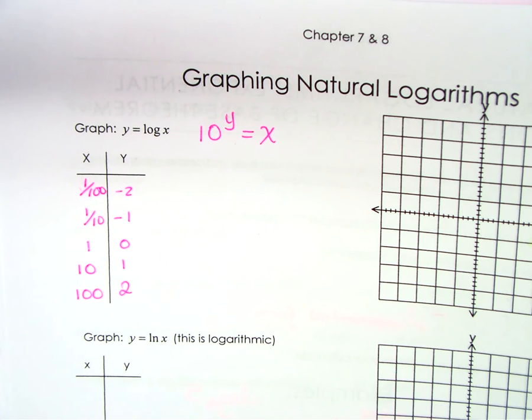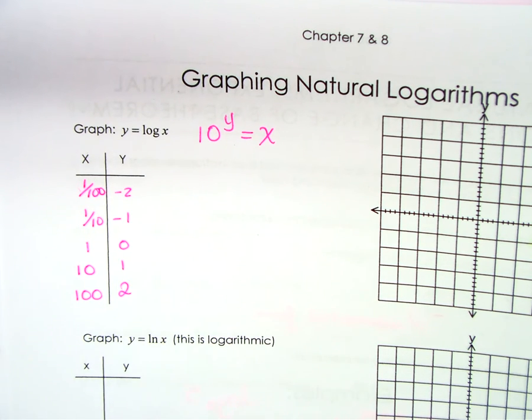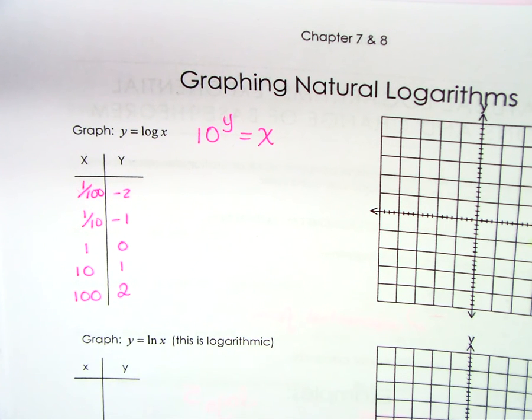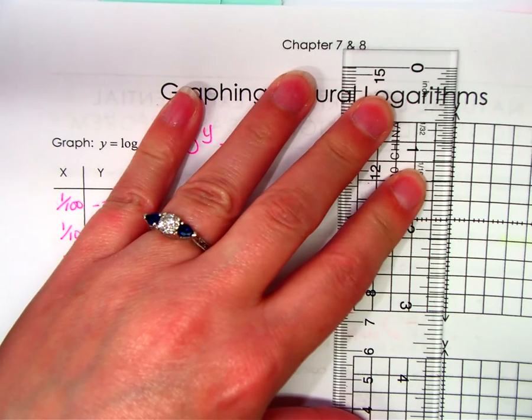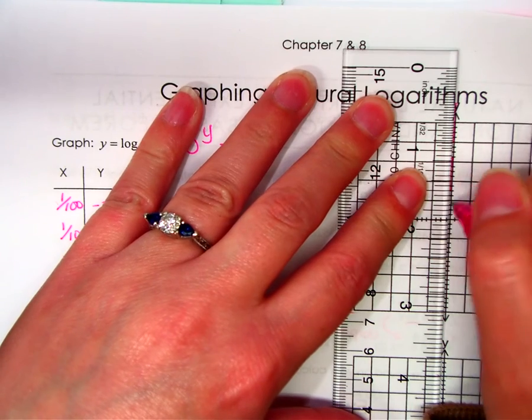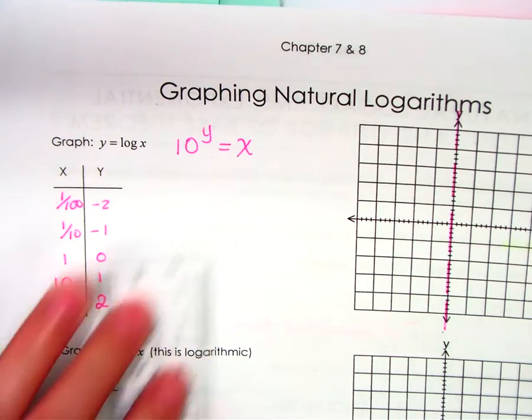Where's the asymptote? Where's the asymptotic behavior? X equals 0. So it's going to be that y-axis again, right? We're going to have the asymptotic behavior. On any logarithm graph, you're going to have a vertical asymptote. But you all know that.